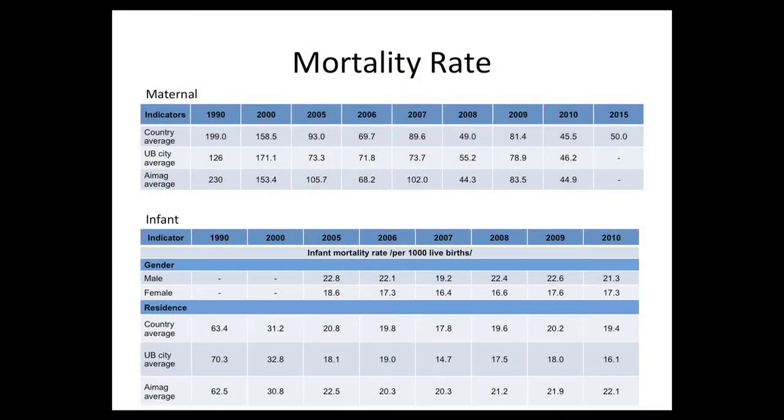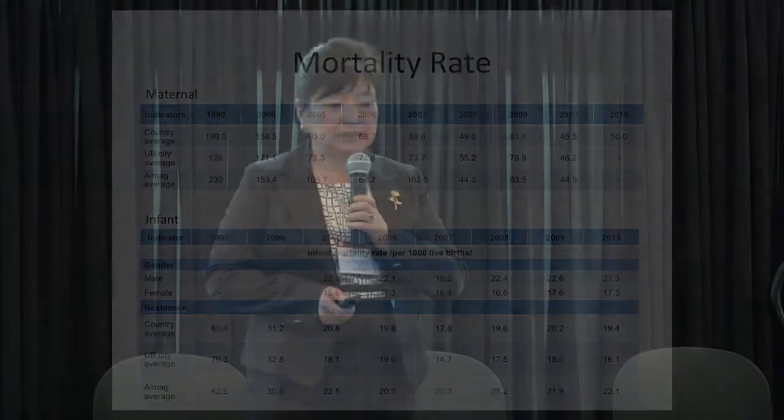And Mongolia has a high mortality rate, because in 2010 the average mortality rate was 44, especially in rural areas. Lately, the mortality rate in rural areas increased, while the whole country average decreased.